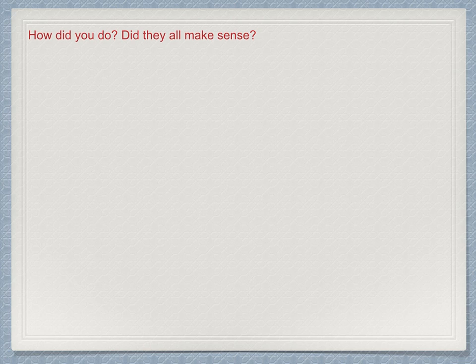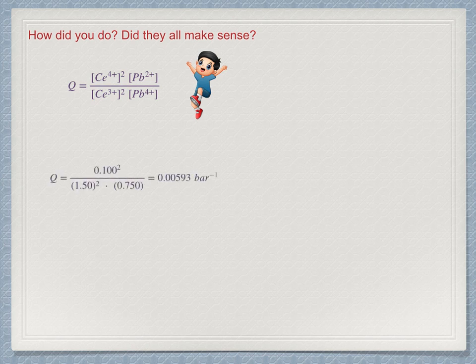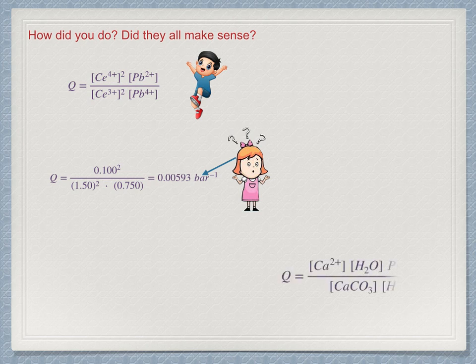So how did you do? Probably the first one made pretty good sense to you. For the second one, did you ask yourself if I had missed writing out the units for the expression? Did you think there should perhaps be a bar to the -1 after the 0.00593? What about the last one?